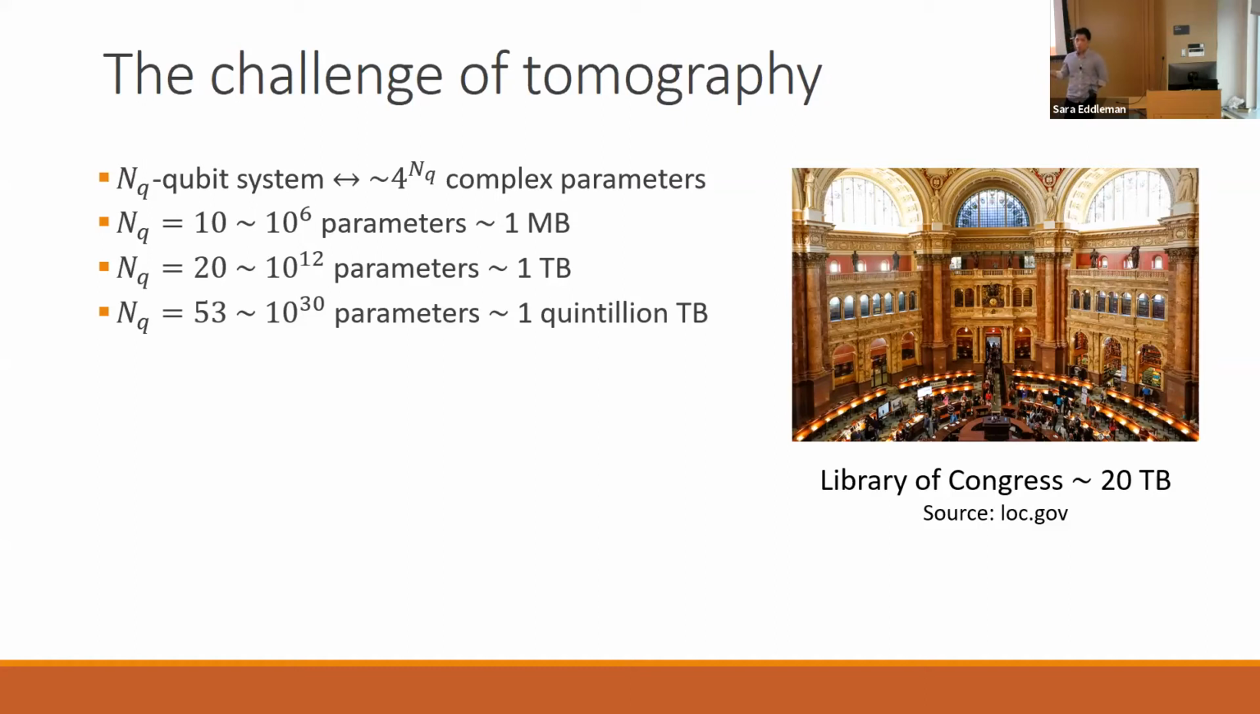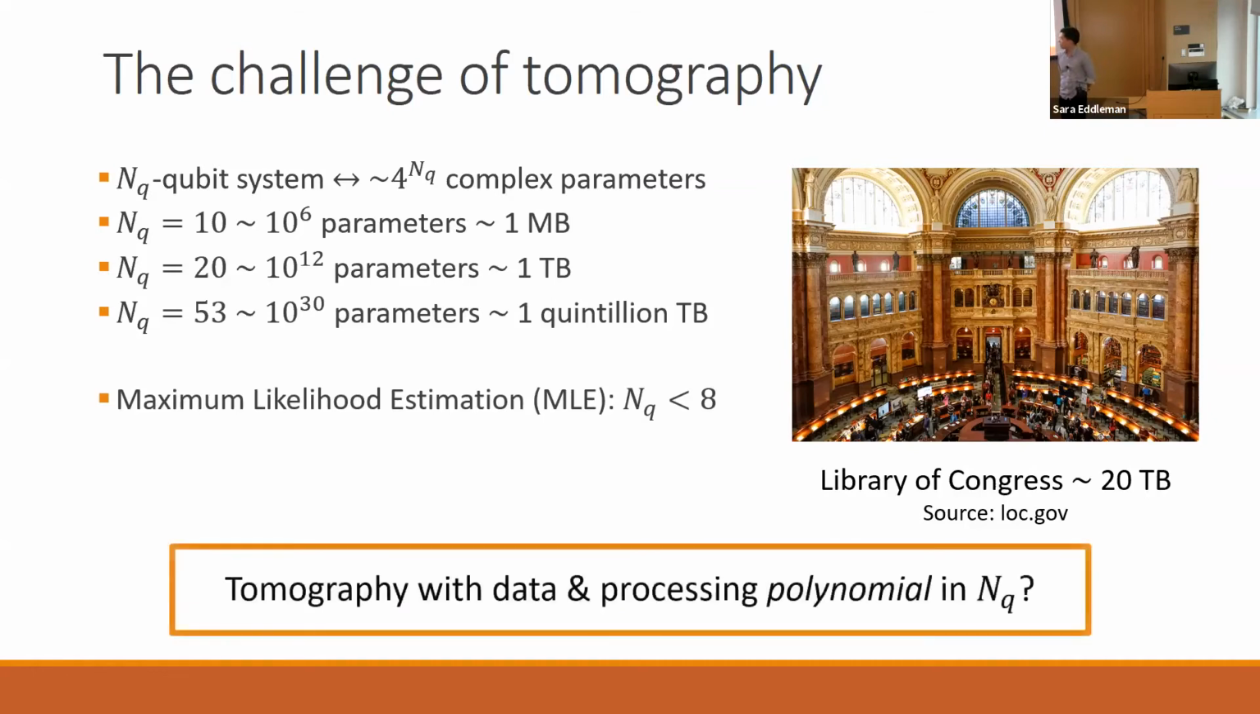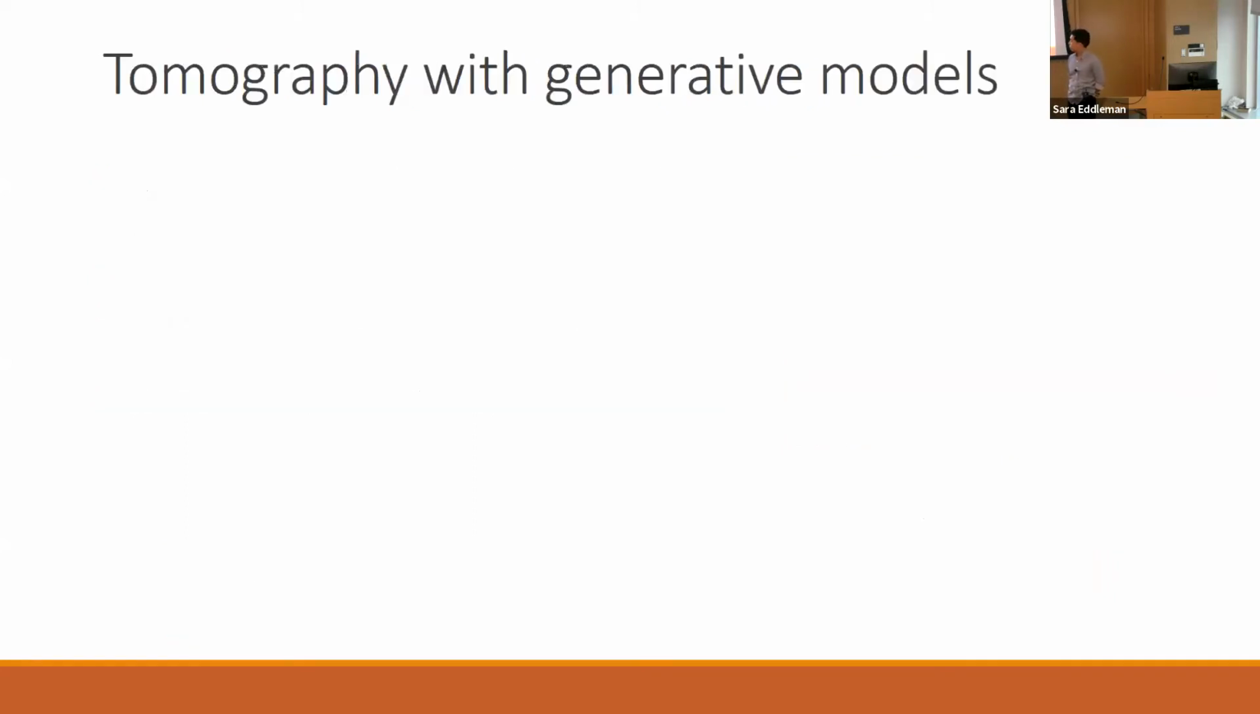Because of tasks like this, tomographic methods have traditionally been restricted to small system sizes. A common method that is used currently is called maximum likelihood estimation, and this method is really restricted to fewer than 8 qubits. What we would like to do, the real gold standard, is carry out tomography with data and processing time that is polynomial in the number of qubits rather than exponential.